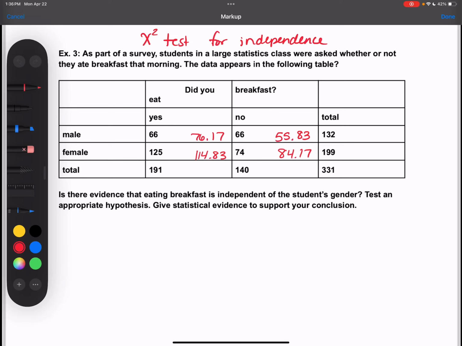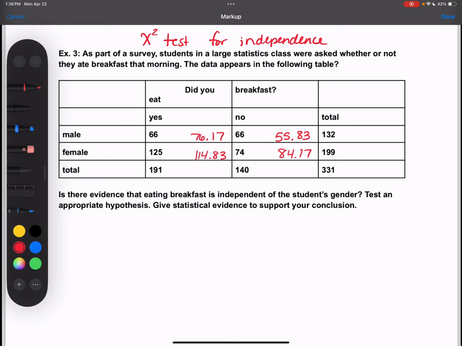All right, so just to go back and refresh, as part of a survey, students in a large statistics class were asked whether or not they ate breakfast that morning. The data appears in the following table. Is there evidence that eating breakfast is independent of the student's gender? Test an appropriate hypothesis. Give statistical evidence to support your conclusion.